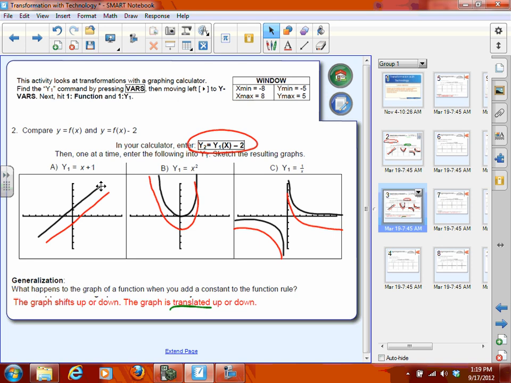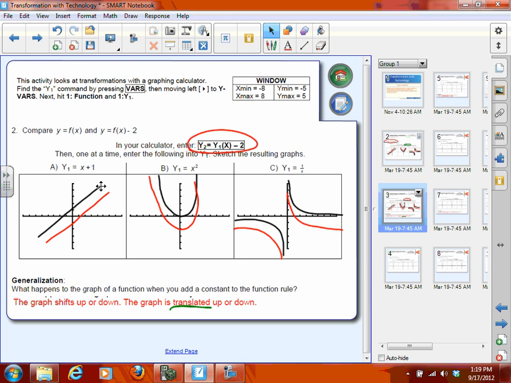Of course, you guys know from geometry, the word translate, all that means is what? Slide. We're just sliding the graph up or we're sliding the graph down. Translate it up, translate it down. Adding moves it up, subtracting moves it down. Just like we did with the boats, we can move the boat up, we can move the boat down.